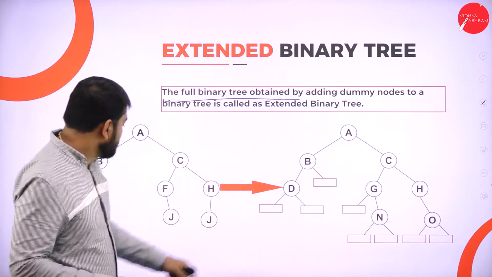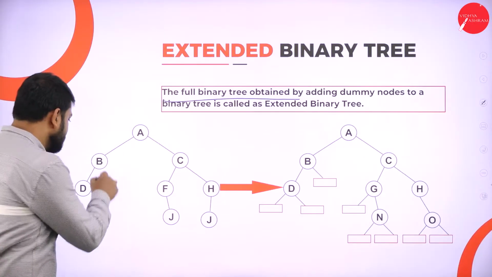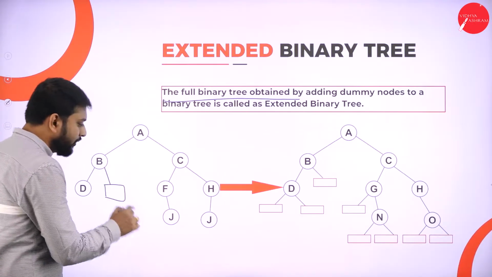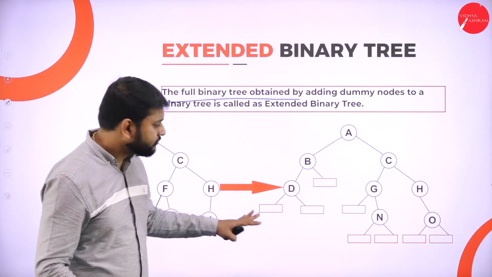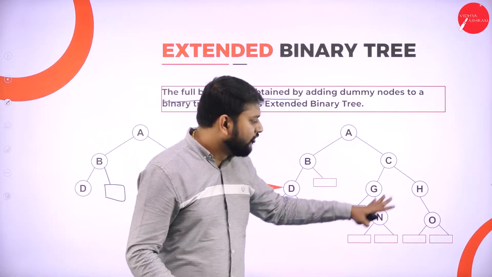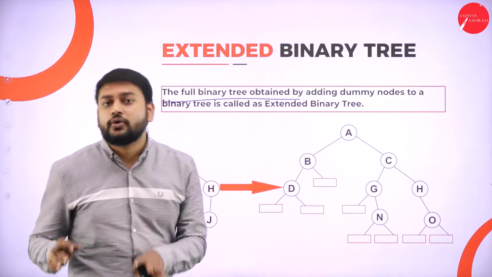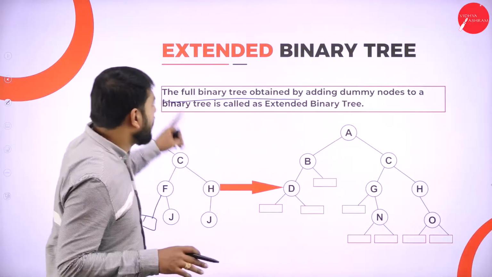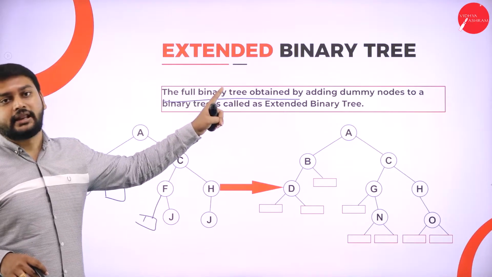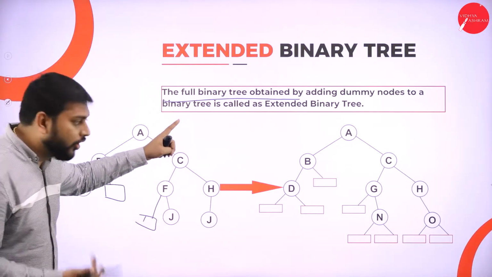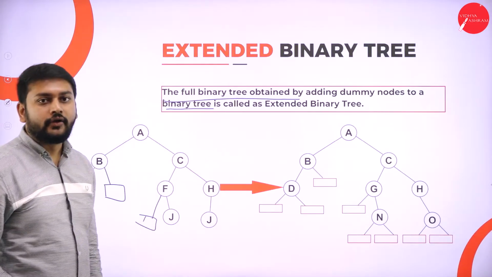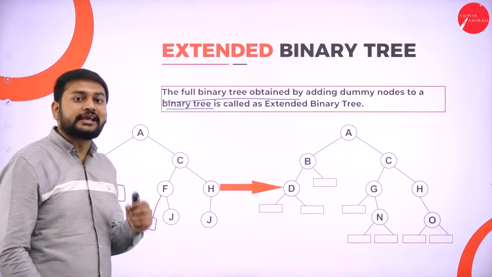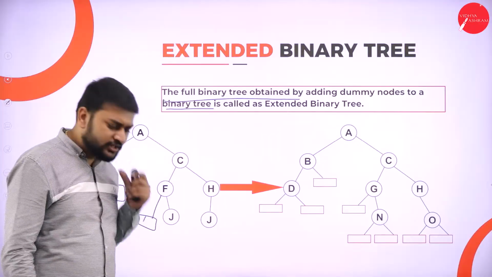So observe here, this is the tree that I have. For this tree, I will add the dummy node here. For this node, I will have the dummy node here. Like this, I will be adding the dummy nodes for all the nodes that I have. So that is what I will call the extended binary tree. If you are adding the dummy nodes to a binary tree, that is what I will call an extended binary tree.